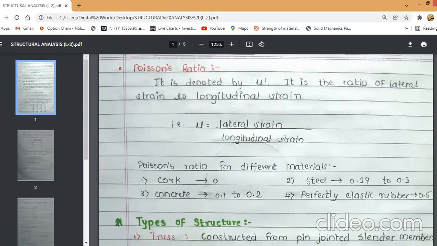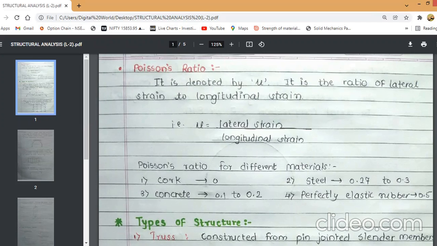For cork, Poisson's ratio is 0. For steel, it is 0.27 to 0.3. For concrete, it is 0.1 to 0.2. And for perfectly elastic rubber, it is 0.5.